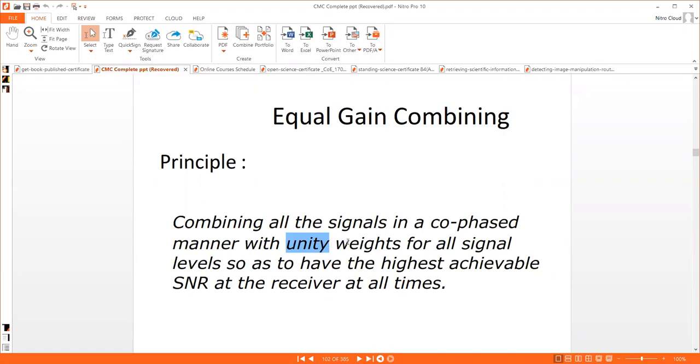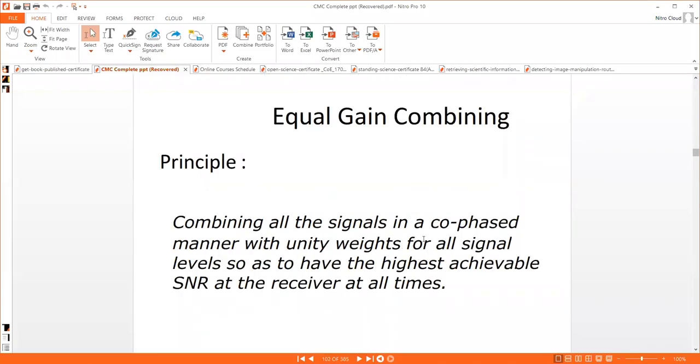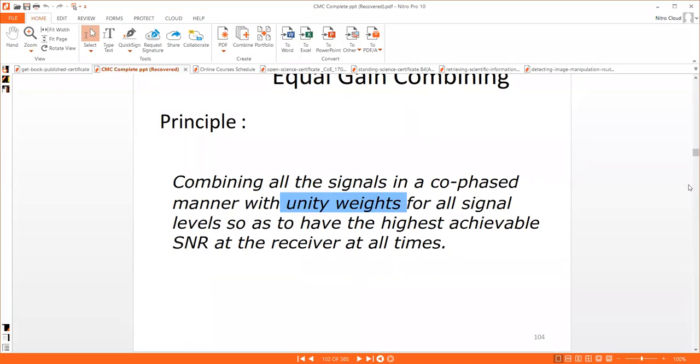Here there is a small difference between these two. Here it also uses a weighted manner. Here also it is going to use weights, but in this equal gain combining, it is going to use unity weights. Co-phased is okay, but with unity weights. That is the only difference between the maximal ratio combining and equal gain combining.